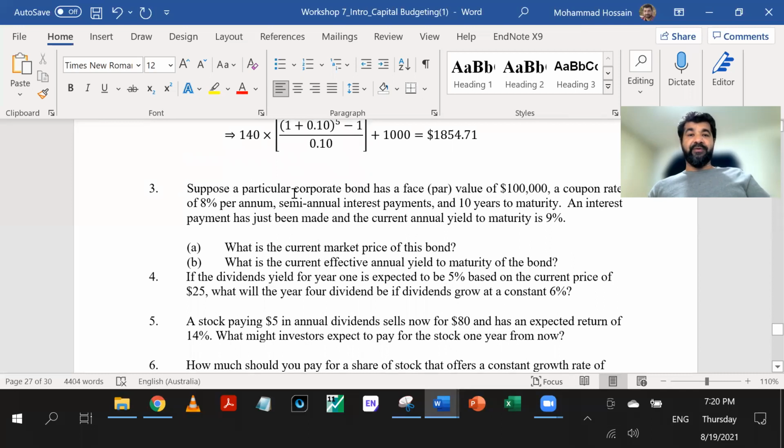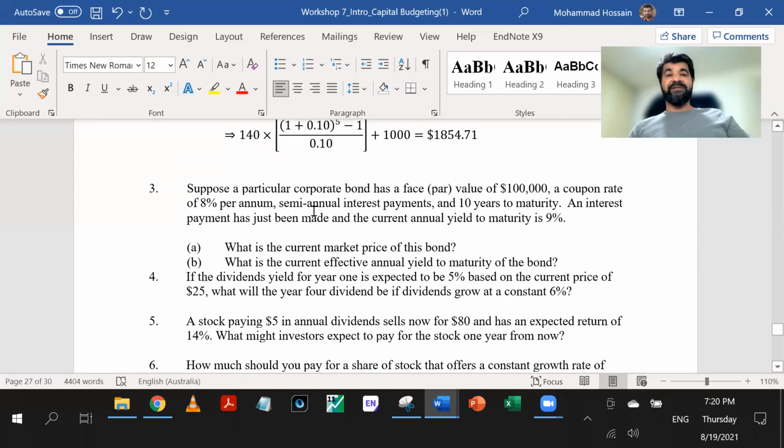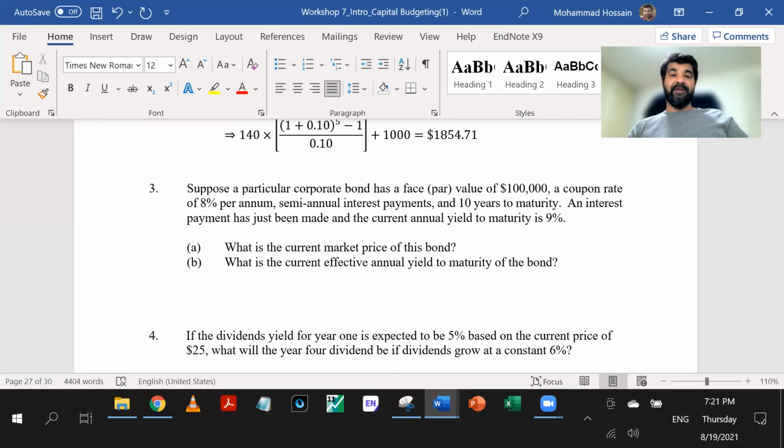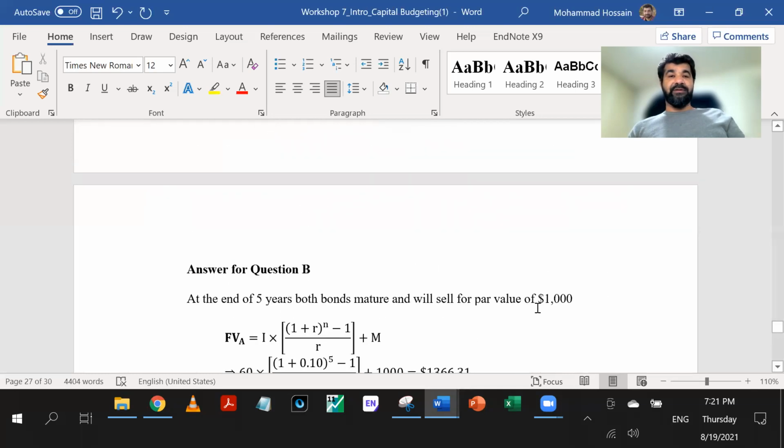Suppose that a particular corporate bond has a par value of 1,000 and a coupon rate of 8% per annum, semi-annual interest payment, and 10 years to maturity, and an interest payment has just been made, and the current annual yield to maturity is 9%. What is the current market price of this bond? What is the current effective annual yield to maturity of the bond? So that's the one we do now.